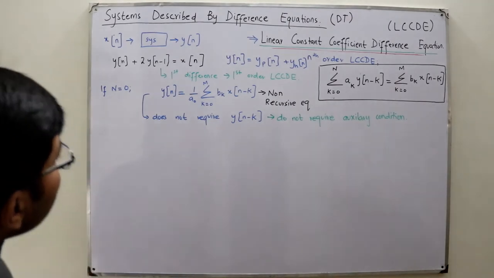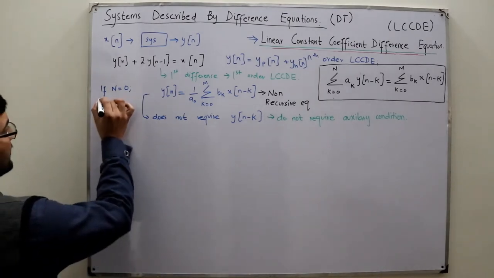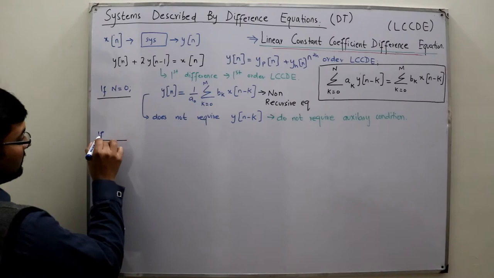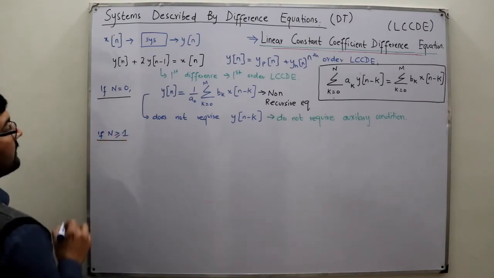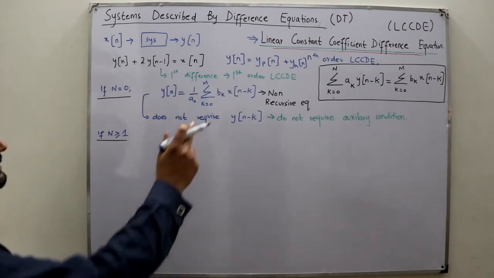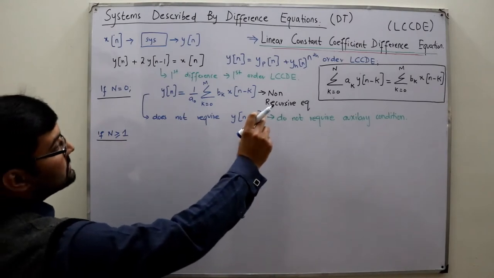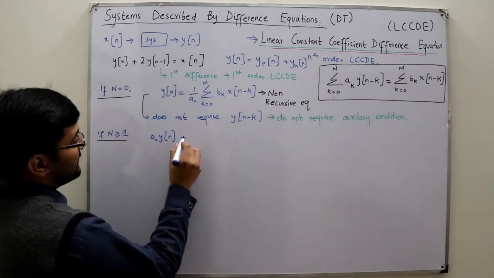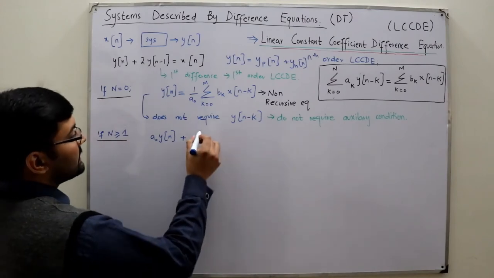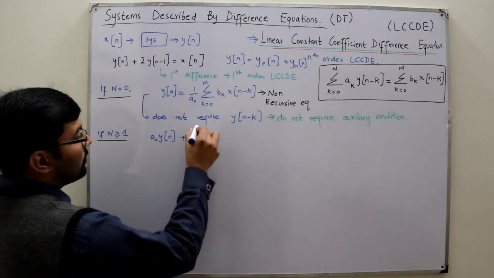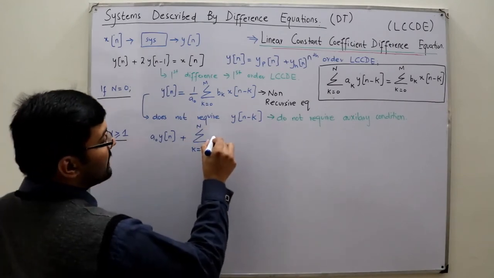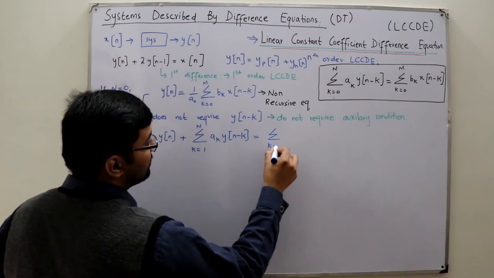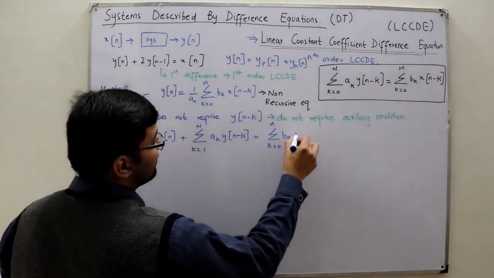Now, for the value of n greater than or equal to 1. This was for n equal to 0. And now what do you have? The next thing is, if your value of n is greater than or equal to 1, in the summation, let's say I first take out the 0 term. So 0 to n, so first I take a naught y of n, plus a1 y of n minus 1, and like this. So I write the summation, k running from 1 to n, you have ak y of n minus k, and this is equal to summation k running from 0 to m bk x of n minus k.